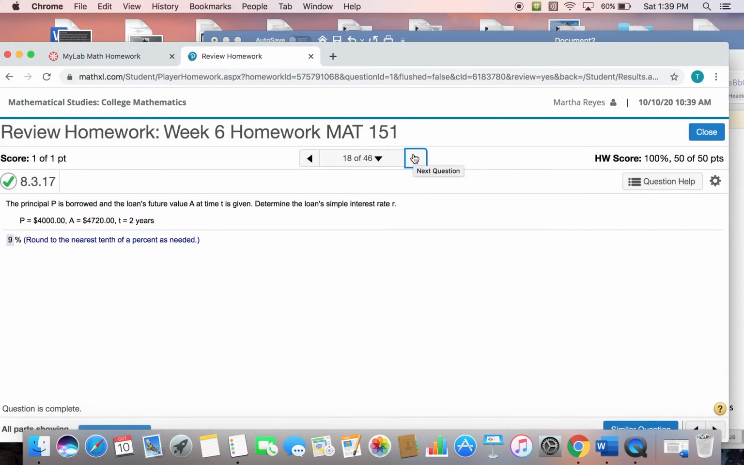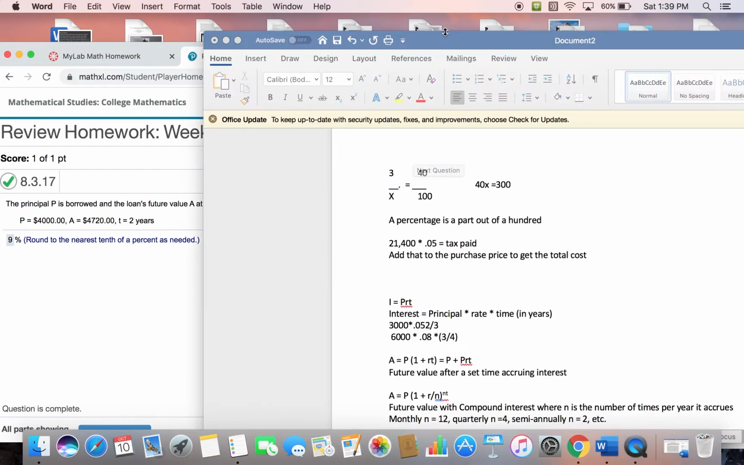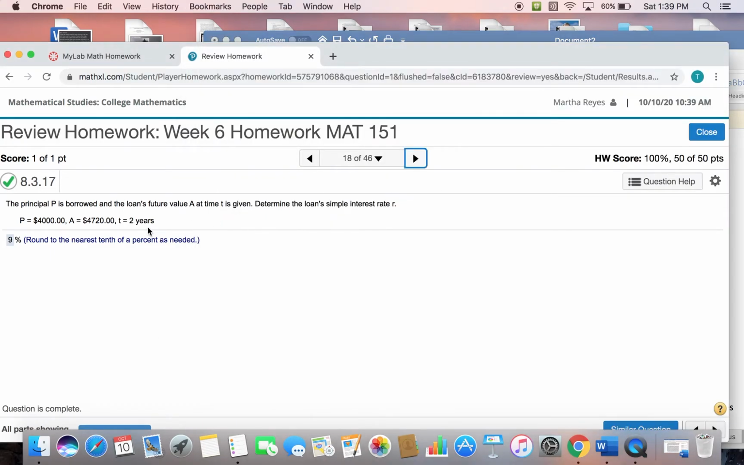This is exactly the same thing. You're plugging it into for the value of A, right? So you'd be plugging it into this equation right here. This time you have T is 2, okay?